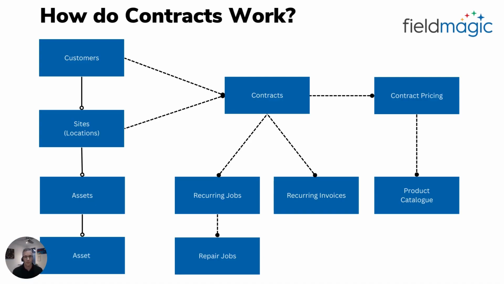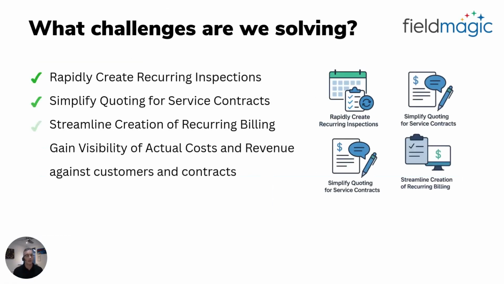So what we also have against the contracts is the recurring jobs that are generated and the recurring invoices. And of course, off the back of our recurring inspections, we have our repair jobs that are generated as well. Now, the key things that we're solving here is we're allowing you to rapidly create recurring inspections, as I said, 25 recurring jobs in a matter of seconds. We simplify the quoting for the service contracts. We simplify the creation of the recurring billing, and I'll show you how that works. And we gain visibility of actual cost and revenue against the customers, the contracts, and the sites as well.